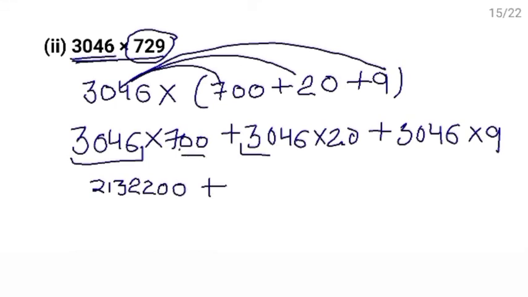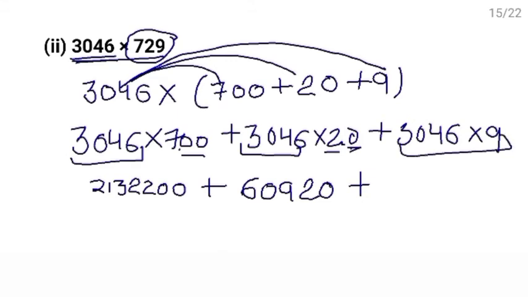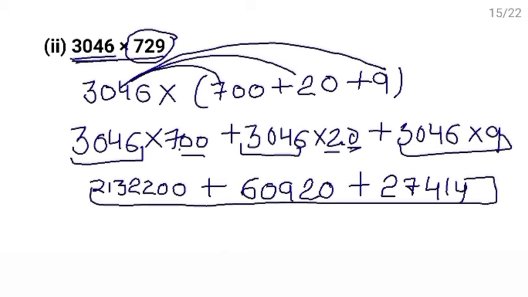Plus multiply this 3046 by 2. You get 6092. Put the 0. Plus multiply this number by 9. You get 27,440. Now at the end, add all these numbers. After adding them, you will get 22,20,534. This is your answer.